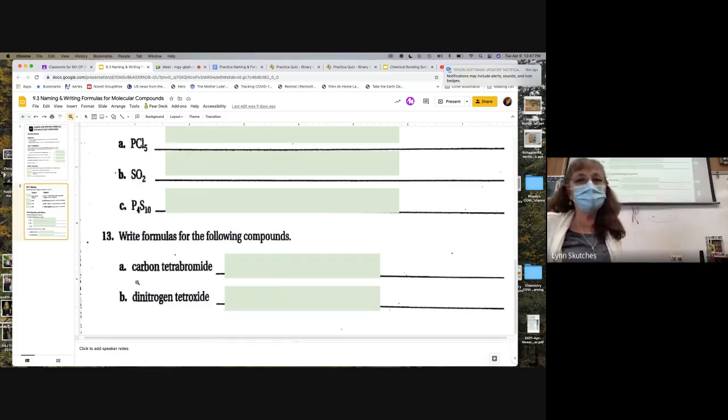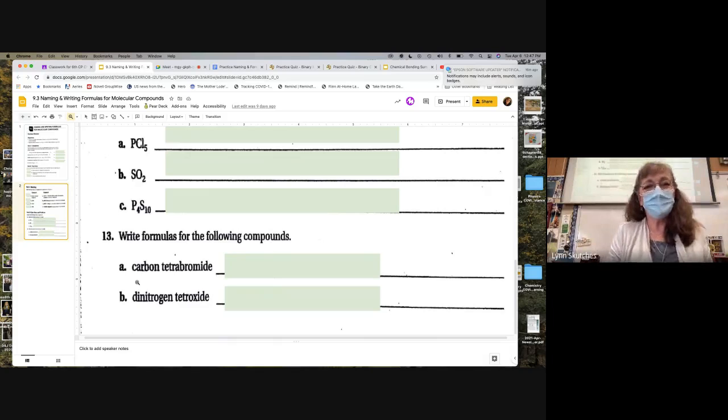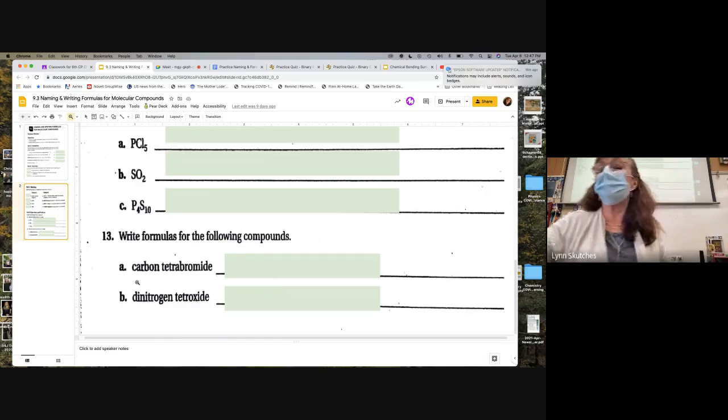C. And bromine. Br. Yep, so what's tetra? Mono, di, tri, tetra. Tetra is 4. So the formula is going to be? Okay. Dinitrogen tetroxide and Gabby.